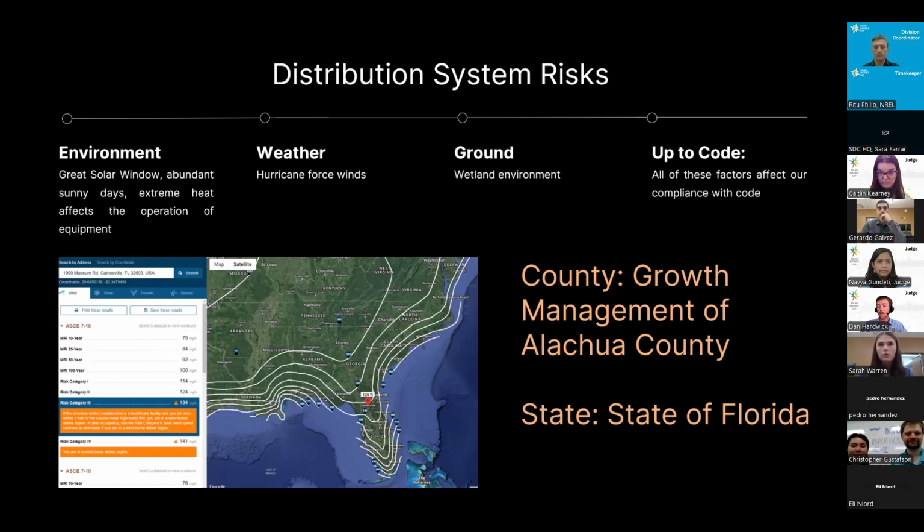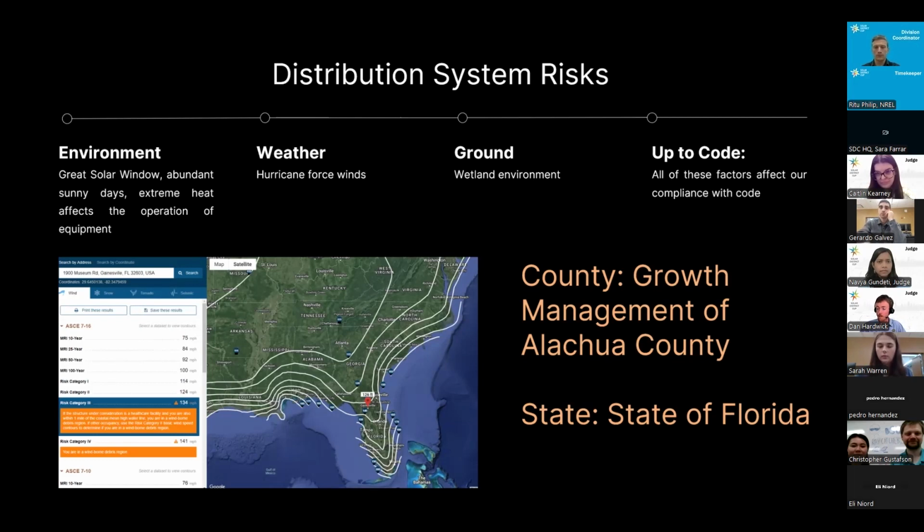The weather was one of our main points for the wind load that we were expecting. On the bottom left in our picture, you can see that we fall into risk category 3 for up to 134 mile an hour wind. So our racking is compliant with this wind load.